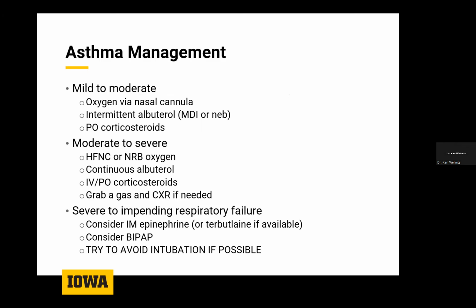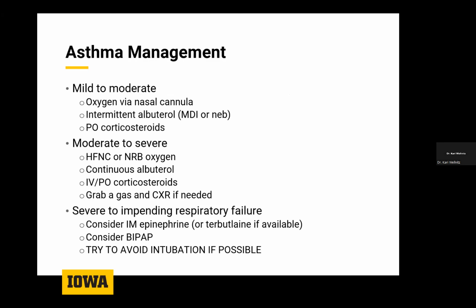So in terms of asthma management, I feel like a fair bit of it is similar across kids and adults. So for mild to moderate, you support them with oxygen, do intermittent doses of albuterol, and then add in some PO corticosteroids, such as Decadron or prednisolone, or whatever you have most convenient.